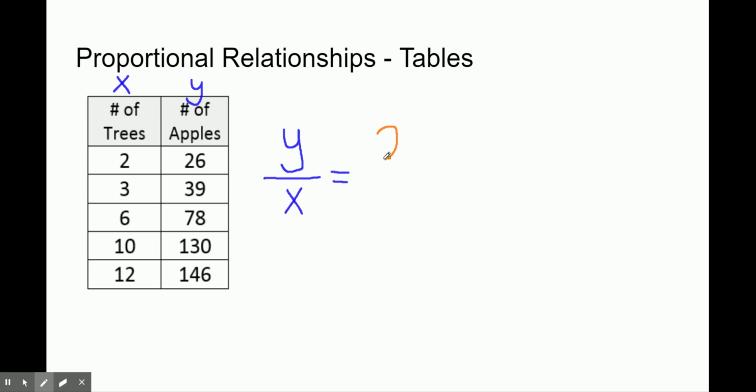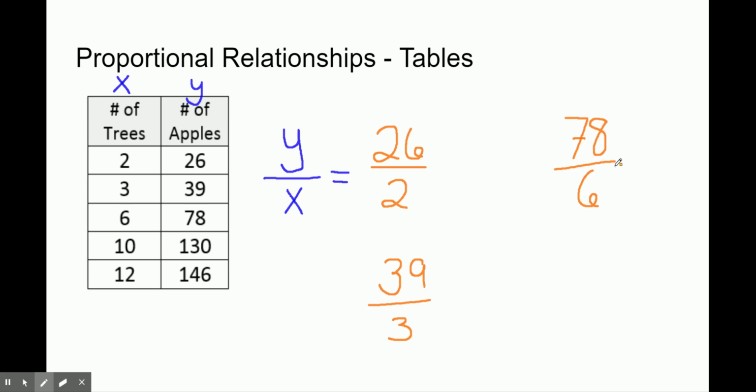So our first ratio would be 26 apples from 2 trees. We have 39 apples from 3 trees, 78 from 6 trees. Okay, so we're going to go through these 3 ratios and reduce them down and see if our rate is the same.